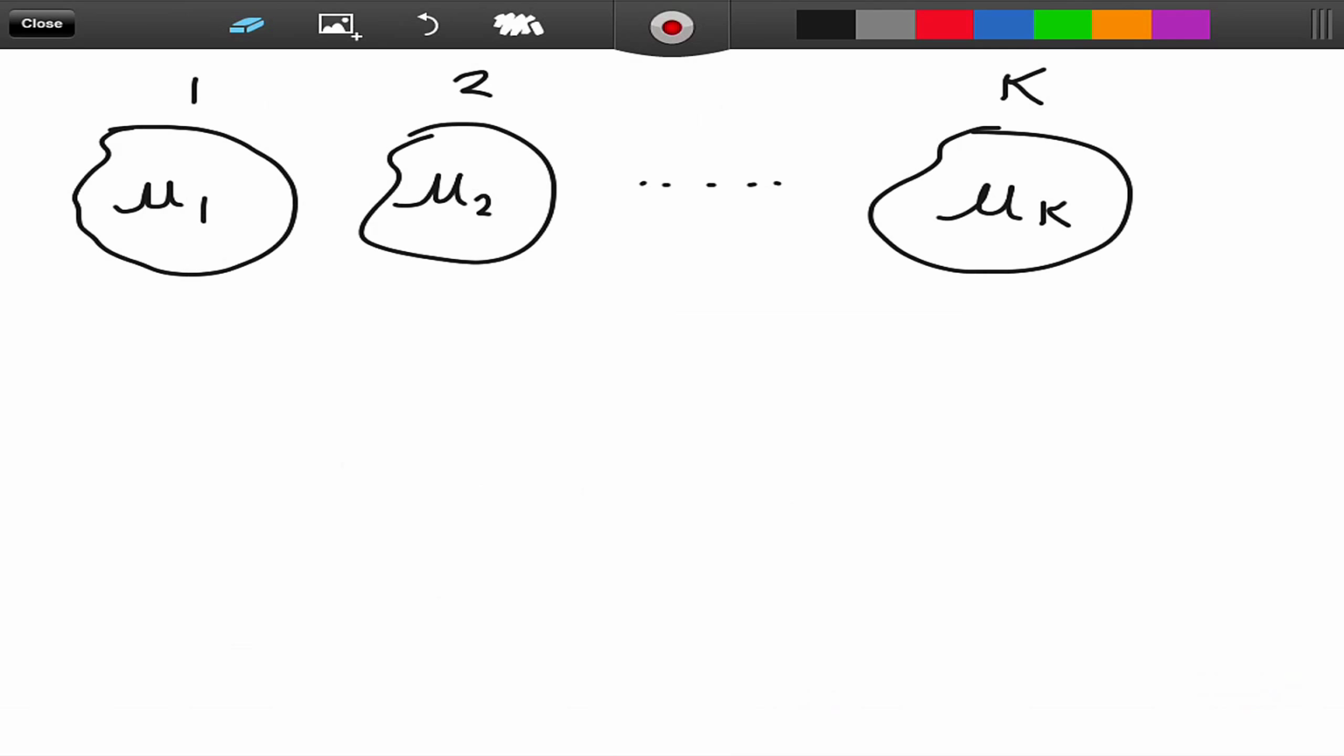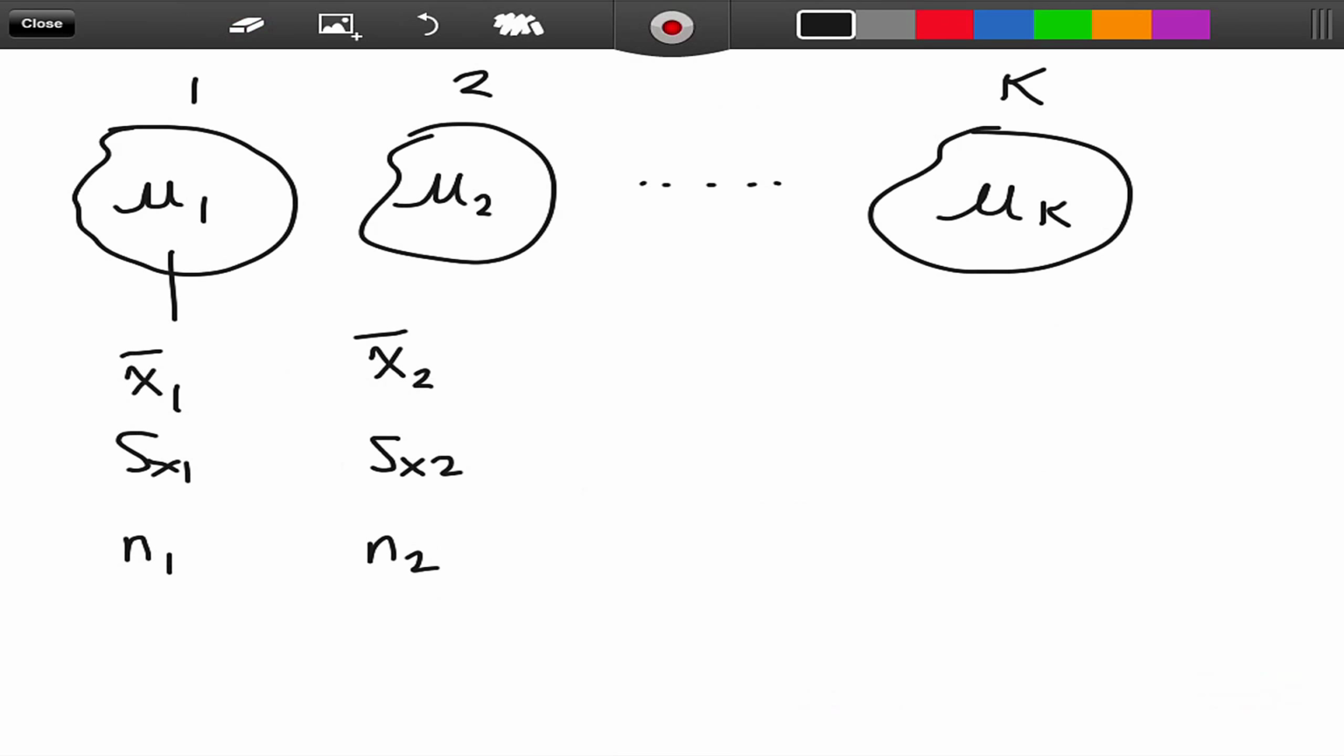So let's carry out the ANOVA. What we would want to do is come in on the first sample and calculate a sample mean, sample standard deviation, and get a sample size. We would get a standard deviation, mean, and sample size for the second, and clearly we would get a sample from all of our populations.